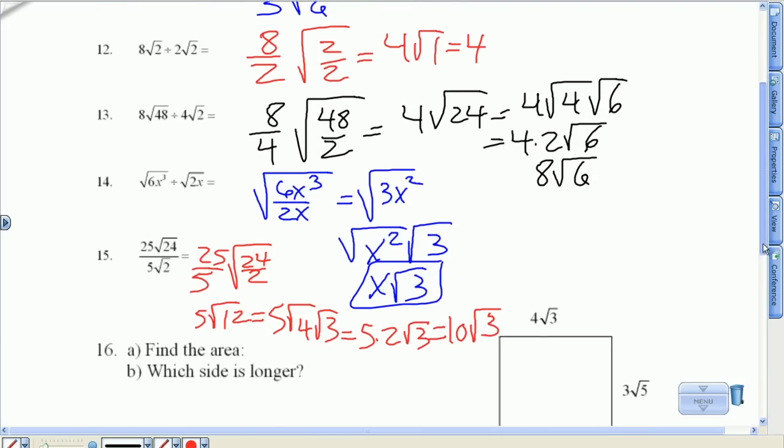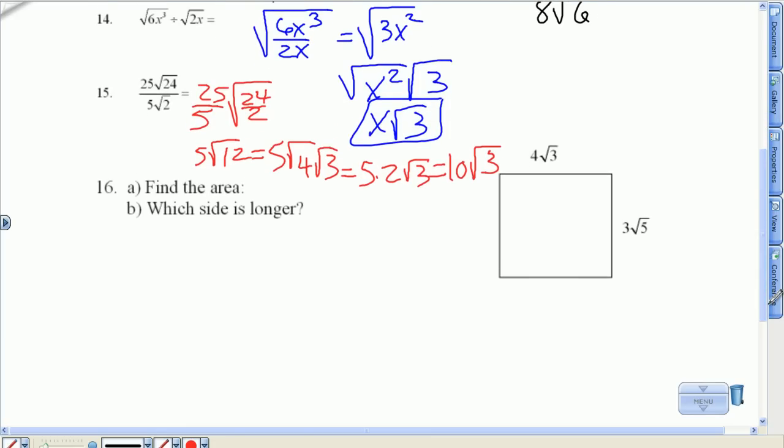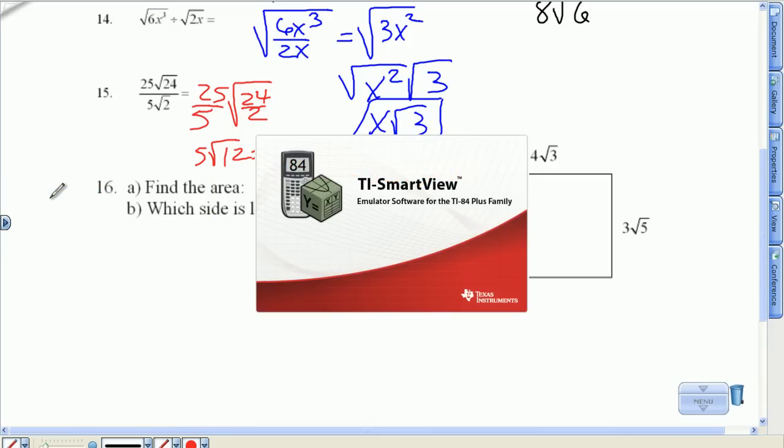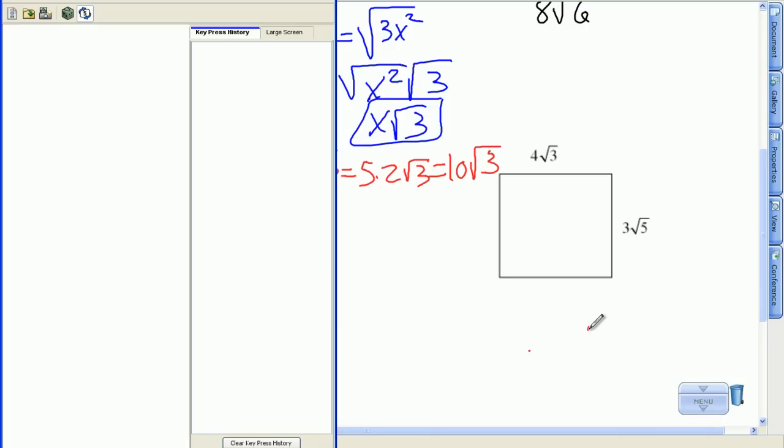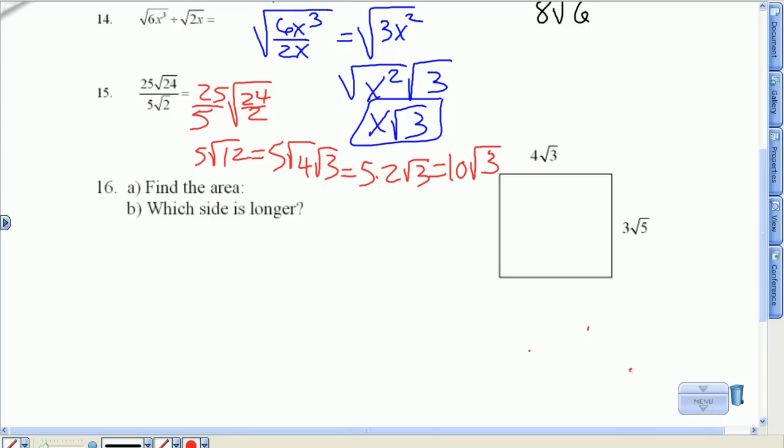Last but not least, 16. Which side is longer? Well, that's going to be a calculator exercise. So let me load the calculator up here while we do the first part. This part's always the worst. That little bit's got to load at the end. Takes forever. Find the area.